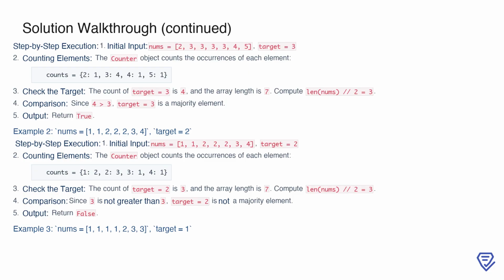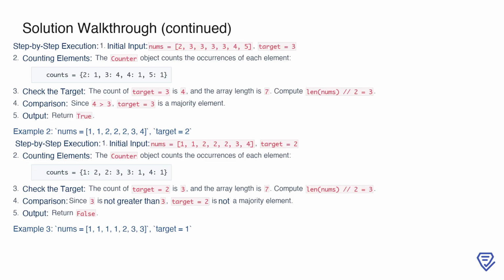Now, for the second example, consider nums=[1, 1, 2, 2, 2, 3, 4], with target=2. Counting the elements gives {1: 2, 2: 3, 3: 1, 4: 1}. The count of 2 is 3, and again, len(nums)//2 is 3 since the array length is 7.